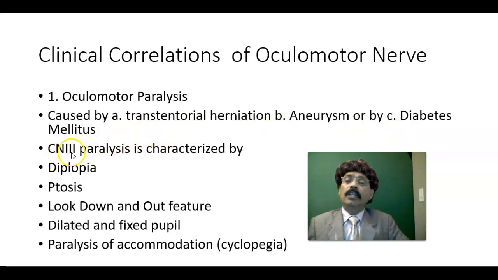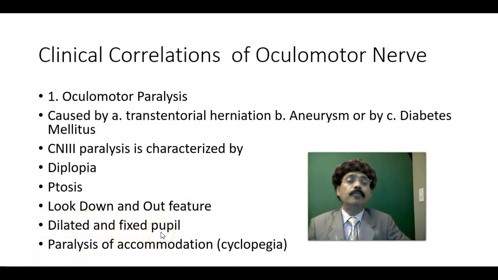Okay. Cranial nerve 3 paralysis is characterized by diplopia of vision. Again, we have to know that this is diplopia because the two eyeballs may not move together because of the paralysis of the extraocular muscle. Okay, ptosis, that is the drooping of the eyelid. And when we examine the eye, the eyeball moves down and out because of the unopposed action of the superior oblique, which is innervated by the fourth cranial nerve, and lateral rectus, which is innervated by the abducens nerve. There will be a dilated and fixed pupil.